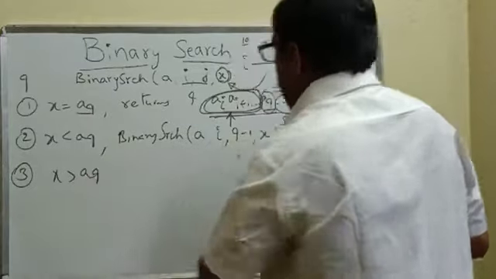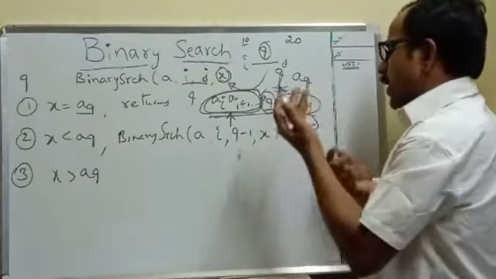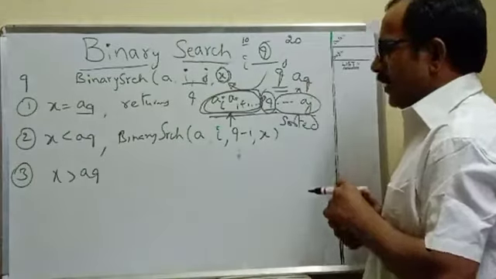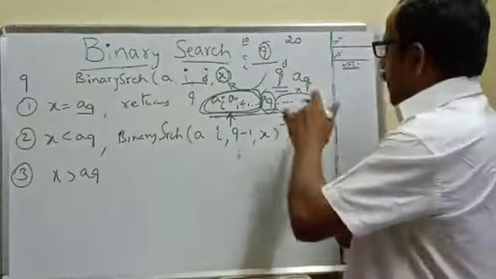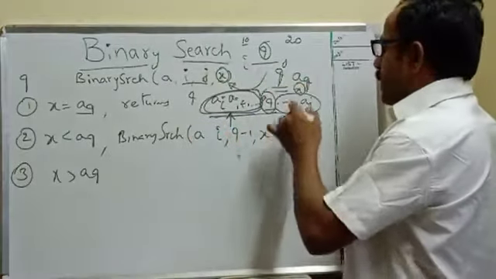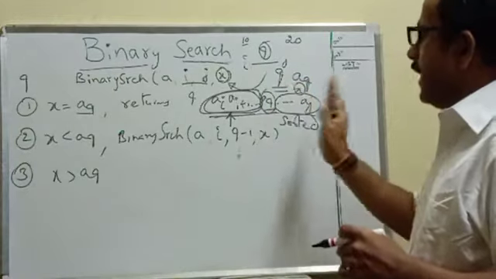Suppose x greater than aq. X greater than aq means, suppose the searching element x may be present or may not, but that value is greater than aq. We don't know whether x is there or not at the right side portion of aq, but based on that comparison, we got x value is greater than aq. Then we are expecting x value on the right side of aq now.